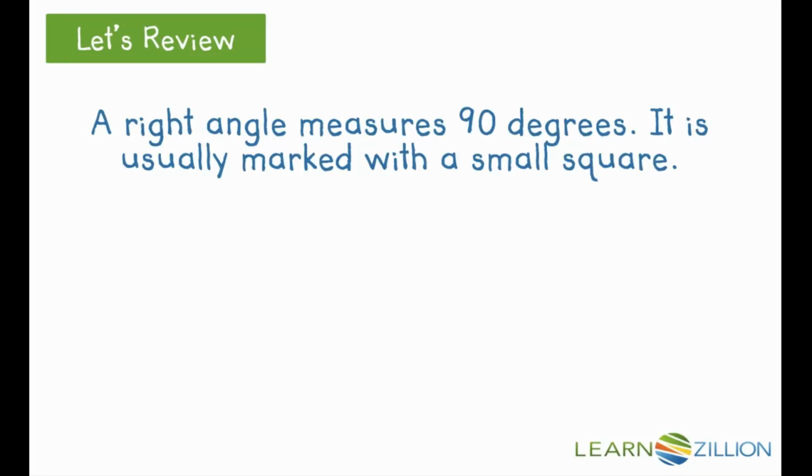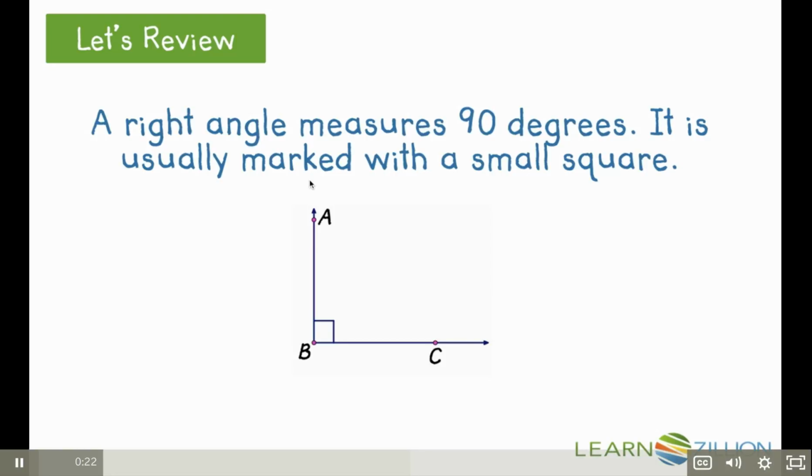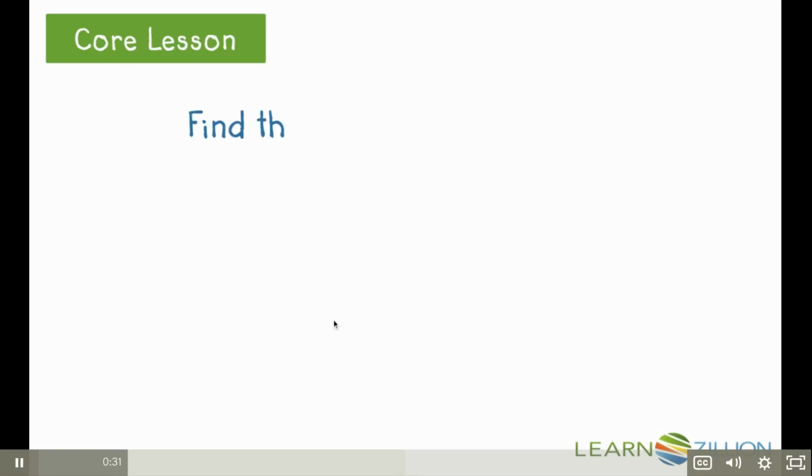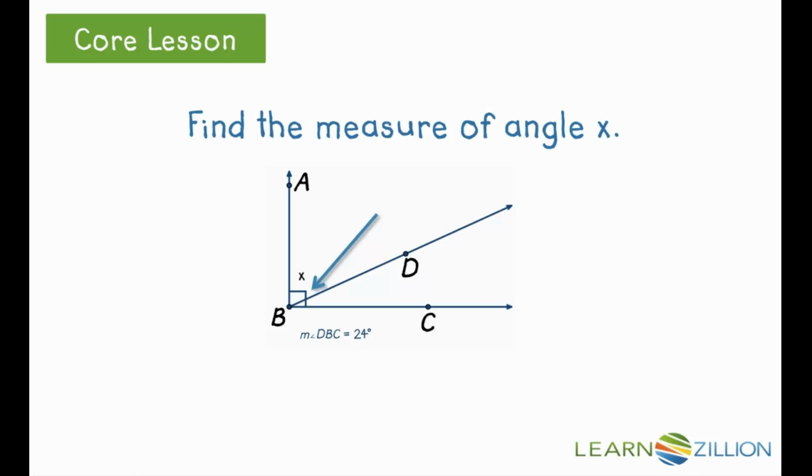They have their own identification with a square, and anytime you see the square, you can assume it is 90 degrees, even if it doesn't look exactly right. Let's look now at the problem from the beginning of the lesson. The square at the angle tells us the angle ABC is a right angle, or 90 degrees.